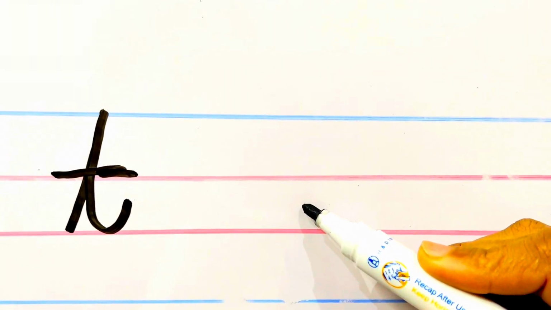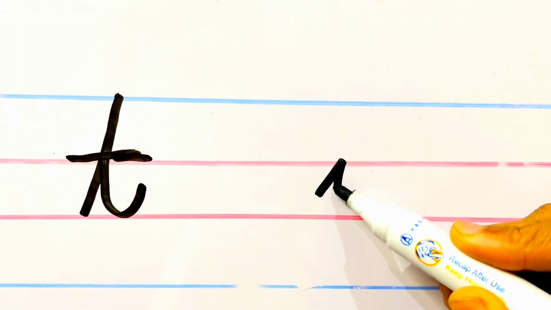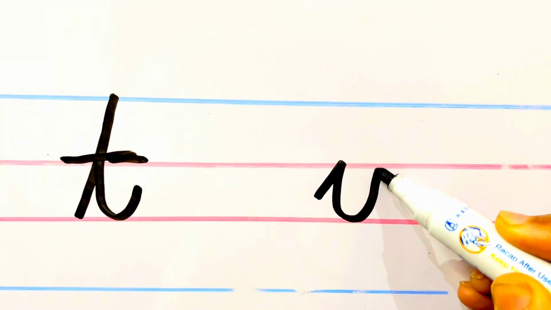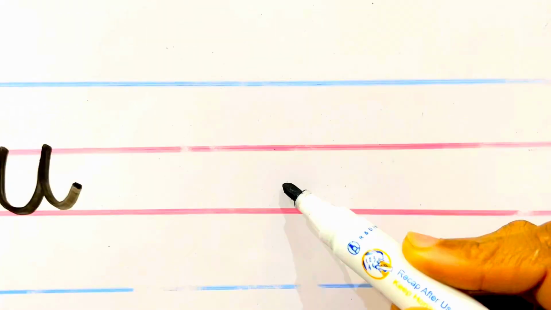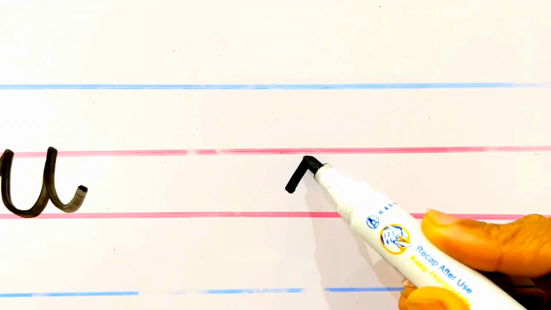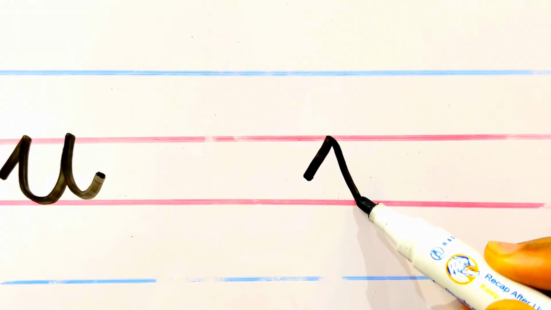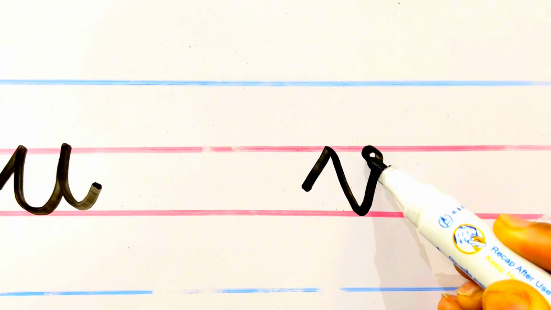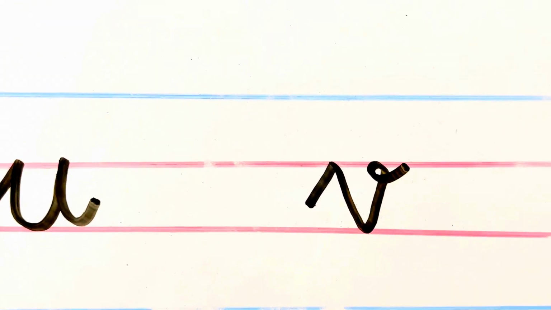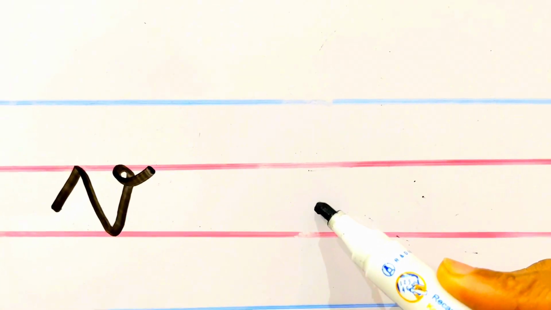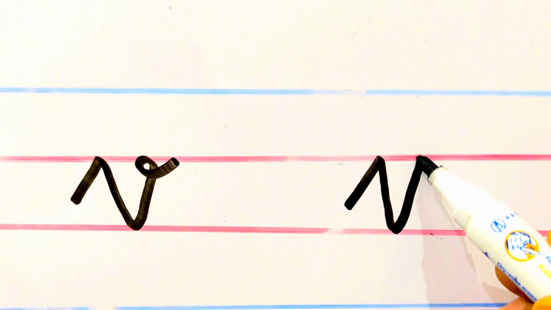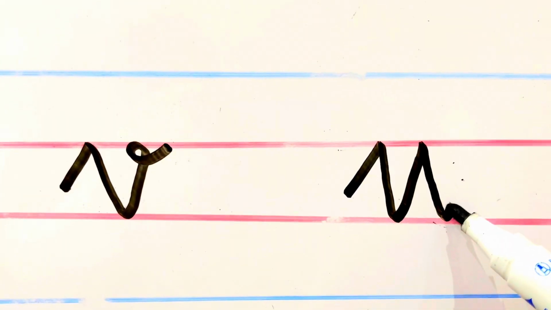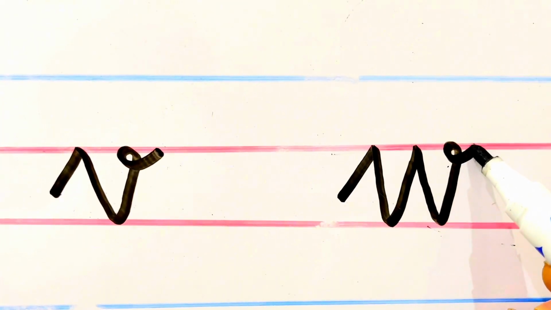Next letter U in cursive, we draw a slant line, makes up curve, then a tail. To write V in cursive, we draw a slant line, then make a cone shape, then make a connector. To write W in cursive, we draw a slant line, then a cone shape, then again a cone shape, then a connector.